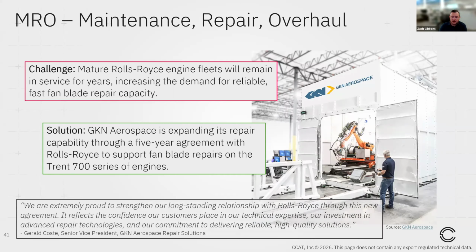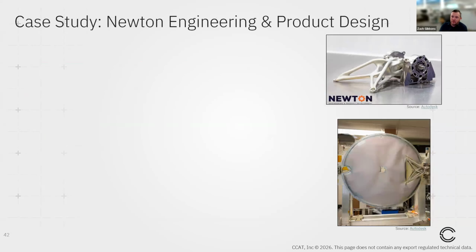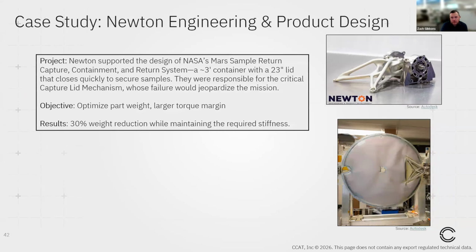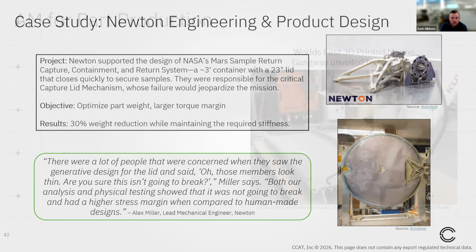So just something to keep in mind for the future. This was a case study from Newton Engineering and Product Design. They were responsible for the door hinge on the containment mechanism for one of the Mars sample rovers. Their goal was to redesign through additive to optimize for part weight as well as a larger torque margin. You can see the images of that hinge bracket on the right. And they achieved a 30% weight reduction while maintaining the required stiffness in that part.